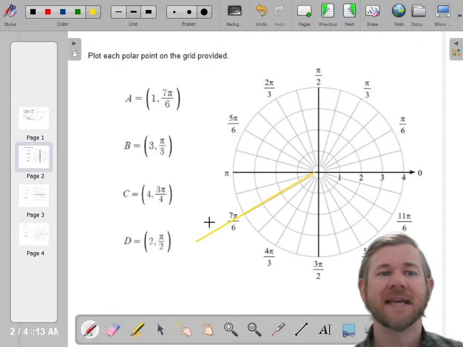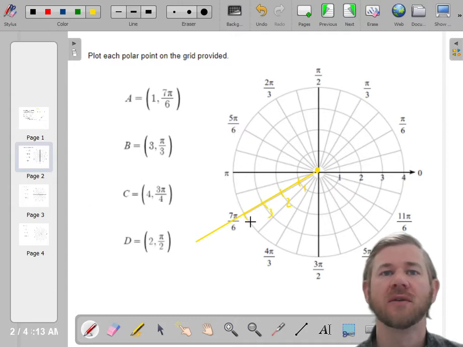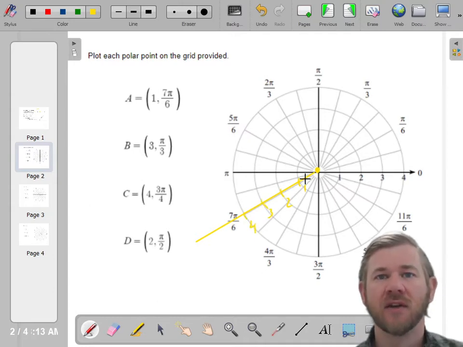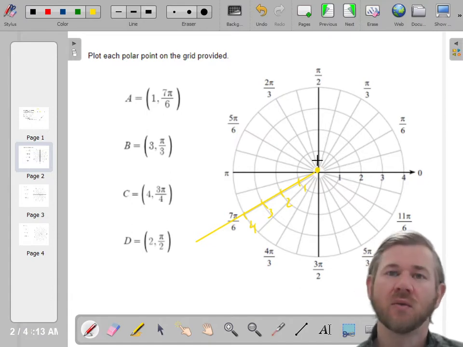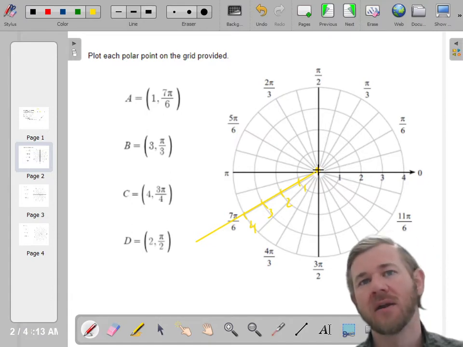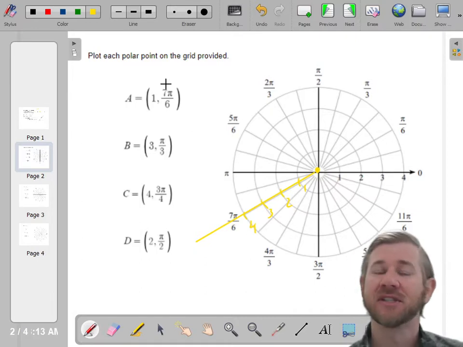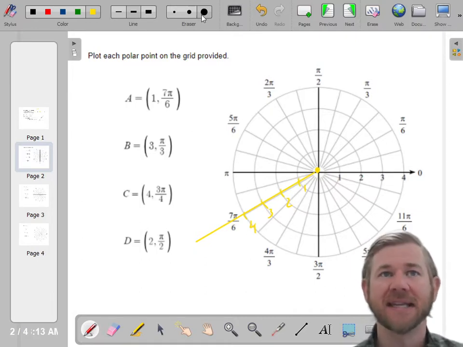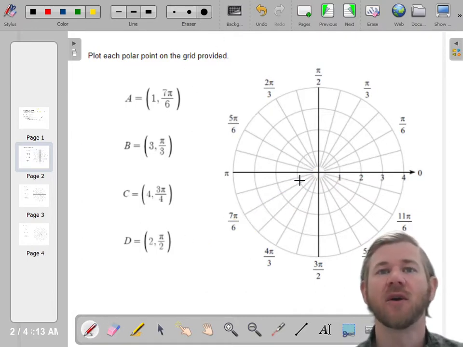And what we're basically saying is, all right, the distance from the origin is 1 unit or 2 units or 3 units or 4 units. If we're starting here, this is 0, and we say we're 1 ring away from that, we're out on this ring, and the angle 7 pi over 6 is telling you to be at 7 pi over 6. So the first point right here, 1 comma 7 pi over 6, that's point A.